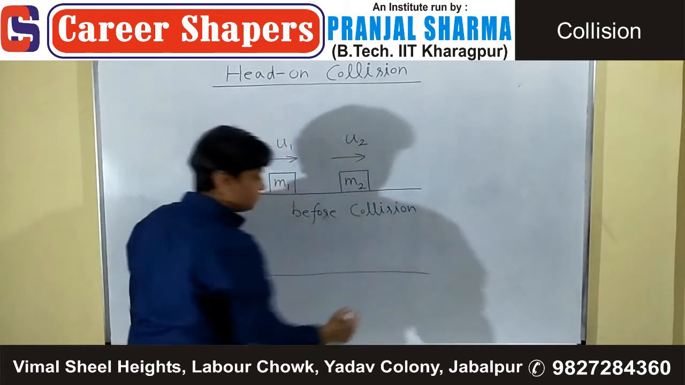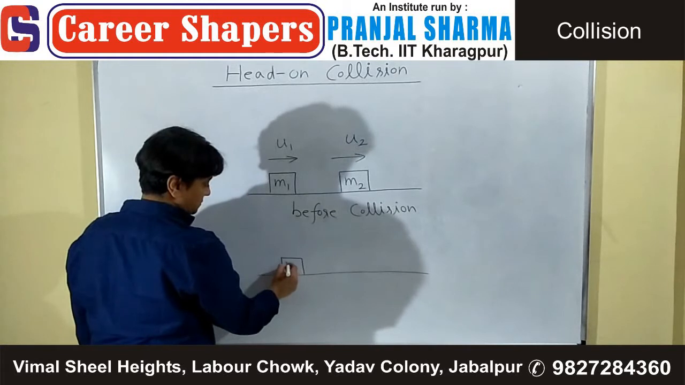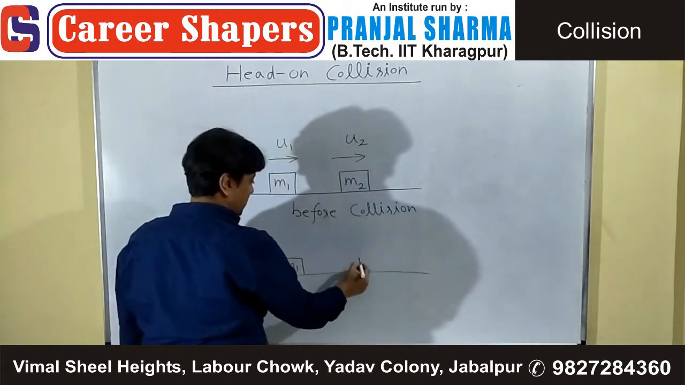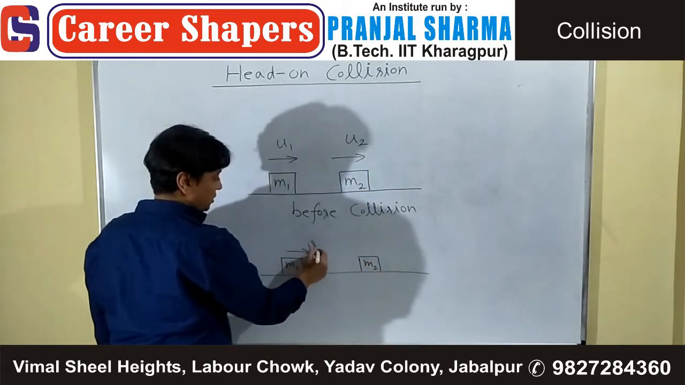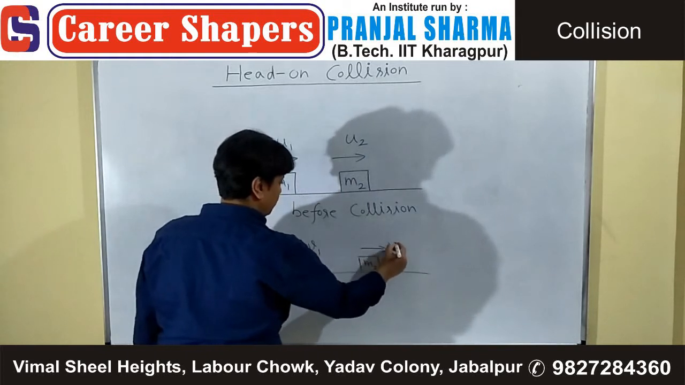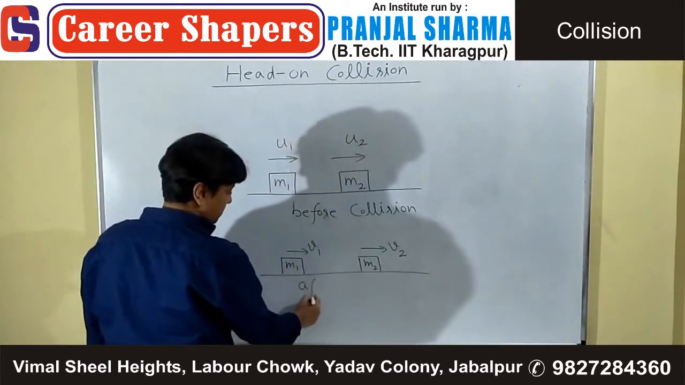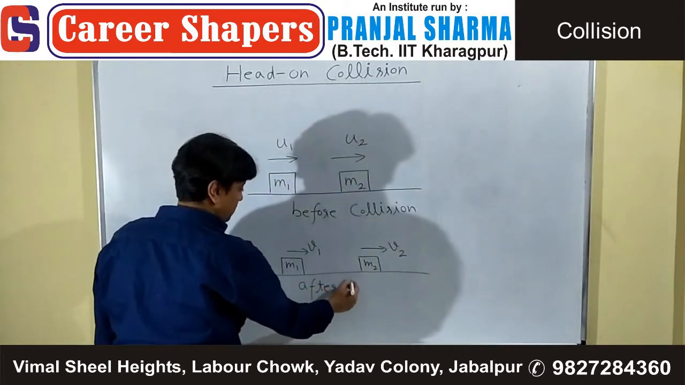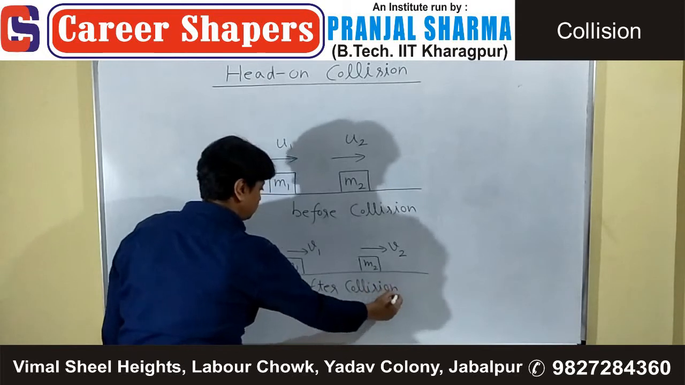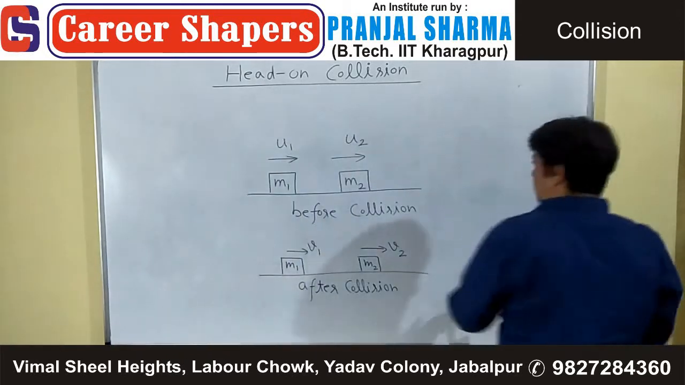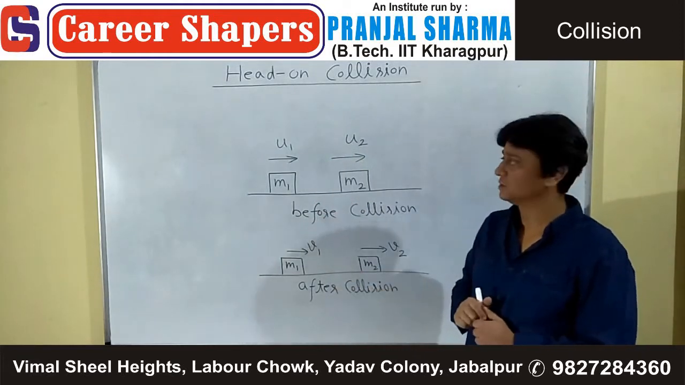Our aim is to find their velocities after the collision. This m1 and m2, after collision their velocities are v1 and v2, and our aim is to find these velocities. Now, this is before, this is after collision.